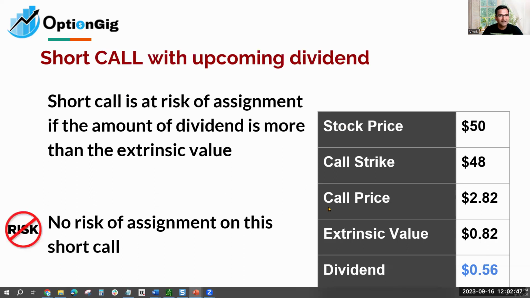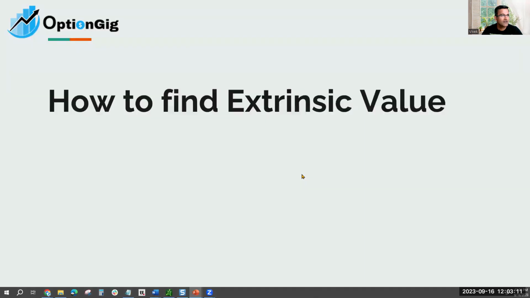Now, this is another example of a short call with an upcoming dividend. But in this case, the dividend is less than the extrinsic value. I have no risk of assignment. So it's not that every time a dividend is coming up, you will get assigned. No, it depends on the extrinsic value remaining in that call option. So far so good.